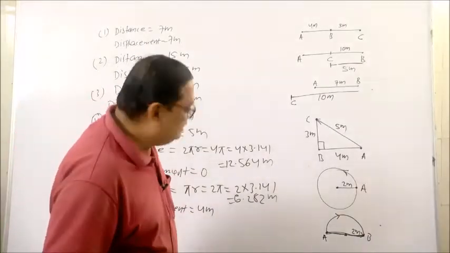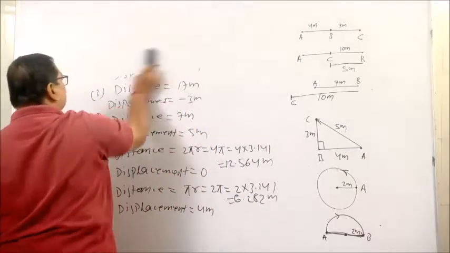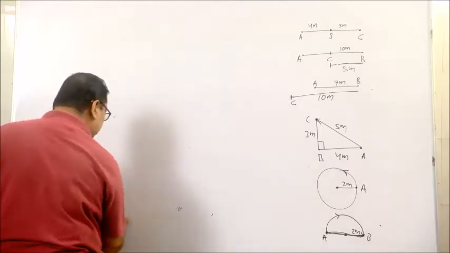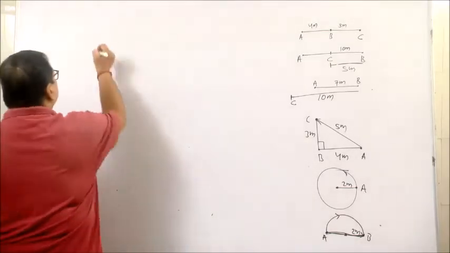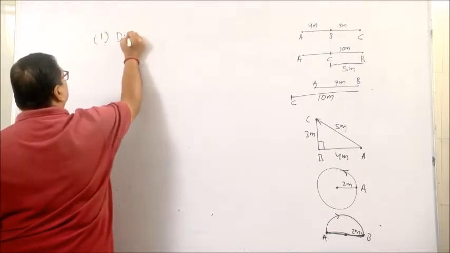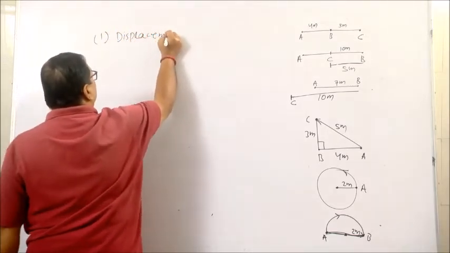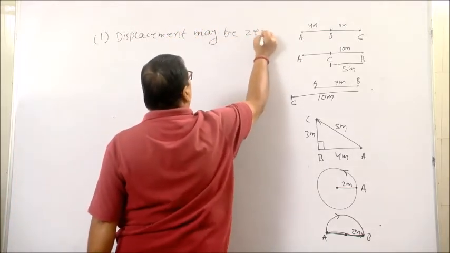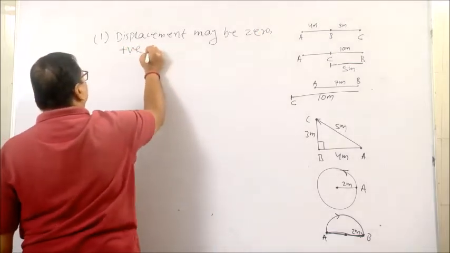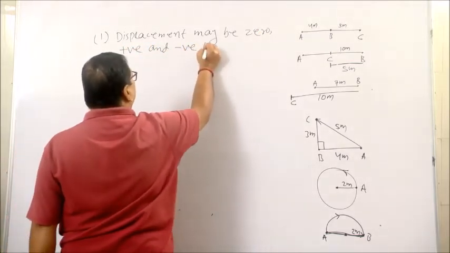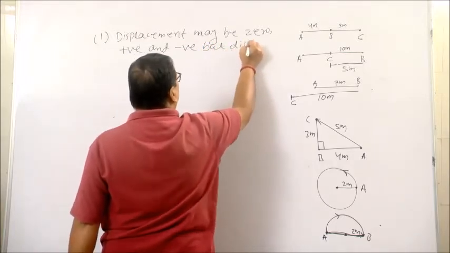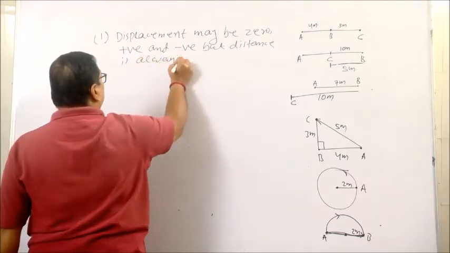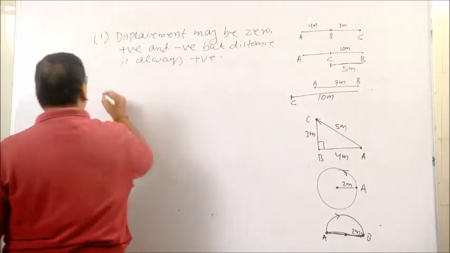So from these examples we get two conclusions which are very important. Number one, displacement may be 0, positive and negative, but distance is always positive. This is the first conclusion.